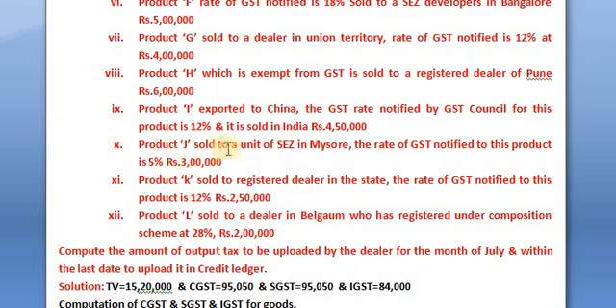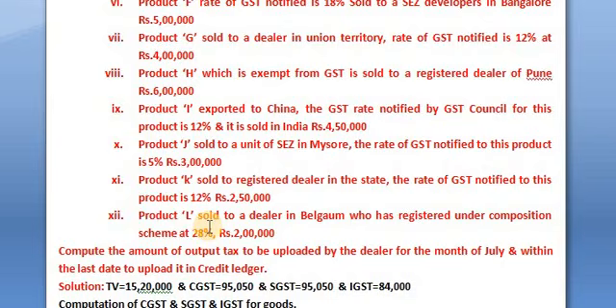Product J sold to a unit of SEZ in Mysore. Again it is SEZ. SEZ means it is exempted from the payment of tax. It is exempted, amount or percentage can be anything. Product K sold to a registered dealer in the state. The rate of GST notified for this product is 12%. Registered dealer in the state means it is within the state. So in that case, you have to divide this 2,50,000 into 6% each, that is for CGST and SGST.